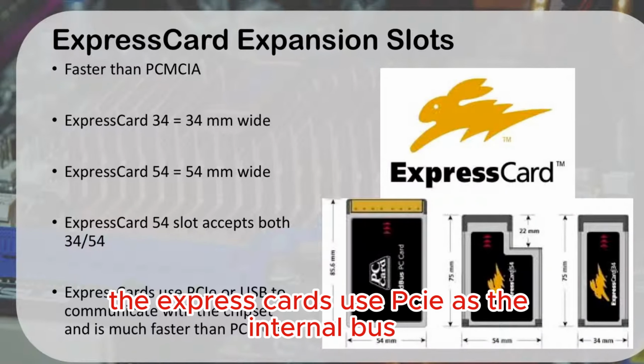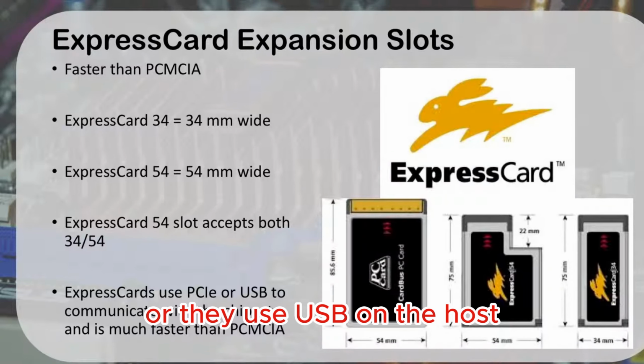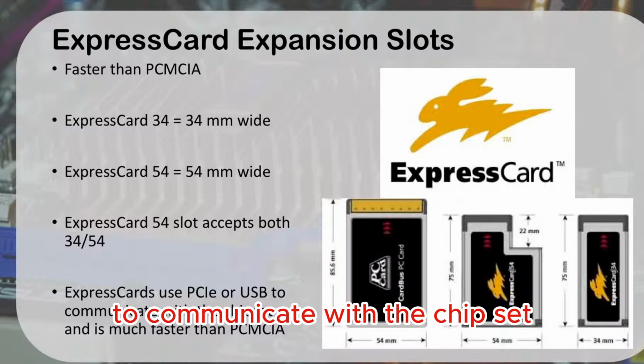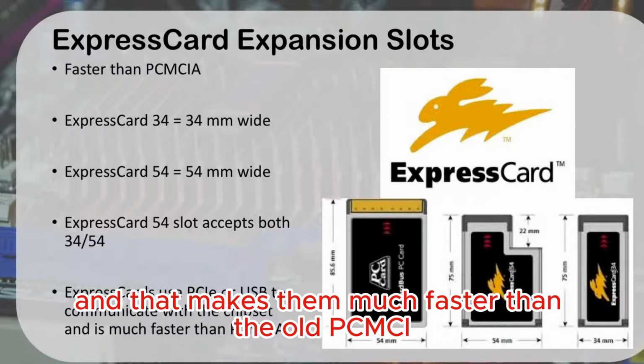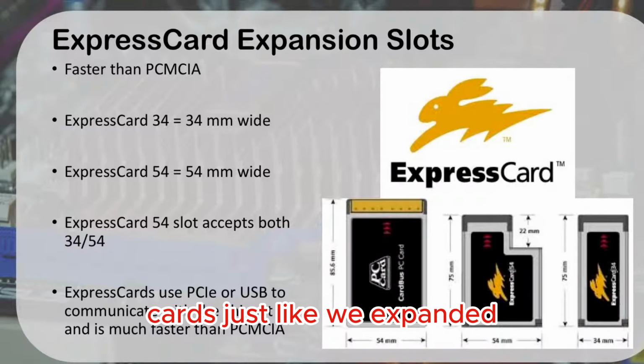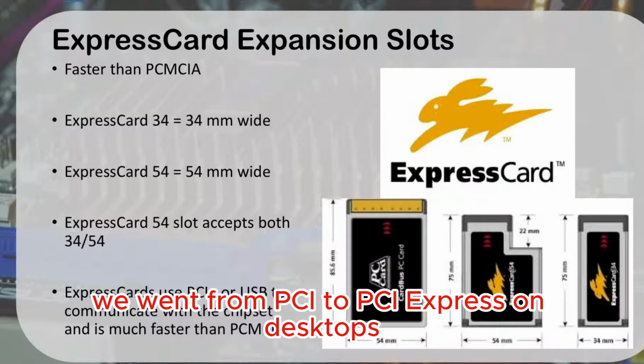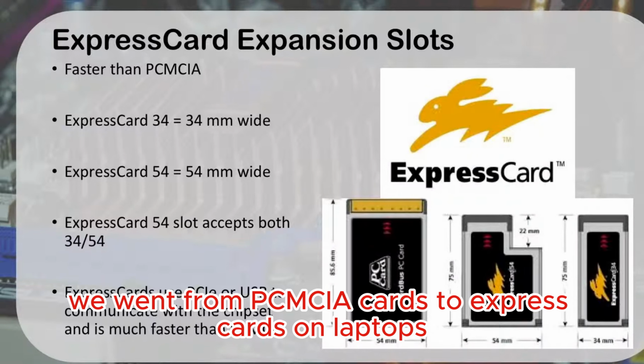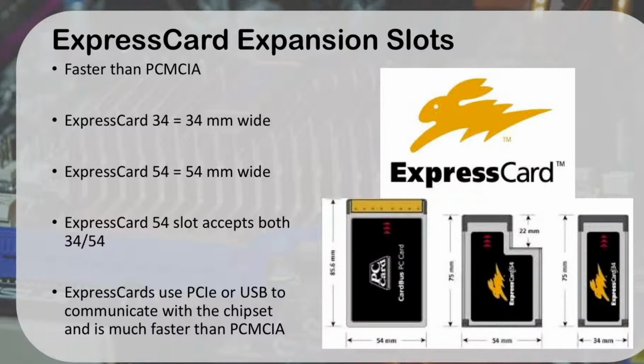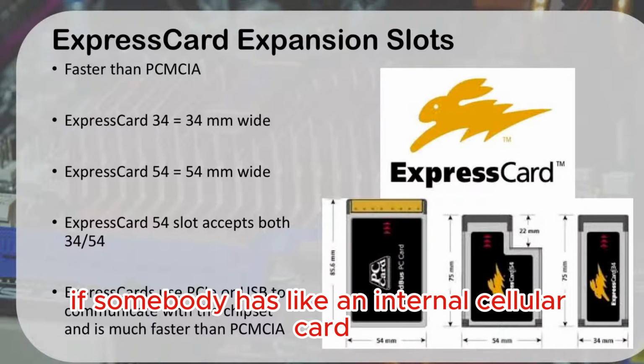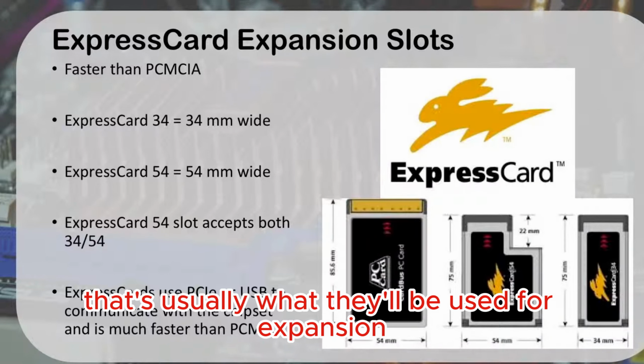The ExpressCards use PCIe as the internal bus, or they use USB on the host to communicate with the chipset, and that makes them much faster than the old PCMCIA cards. Just like we expanded and went from PCI to PCI Express on desktops, we went from PCMCIA cards to ExpressCards on laptops. And again, really what you're going to see these used for is if somebody has like an internal cellular card. That's usually what they'll be used for expansion.